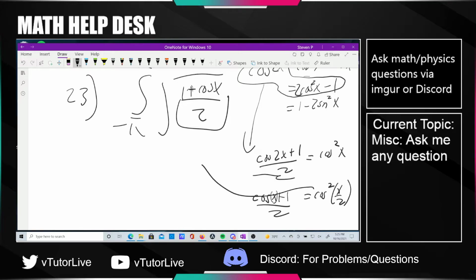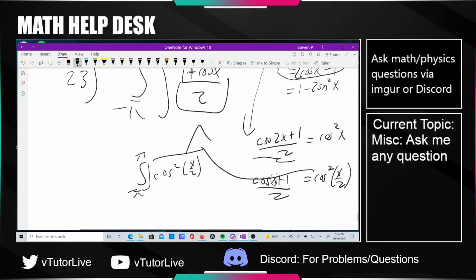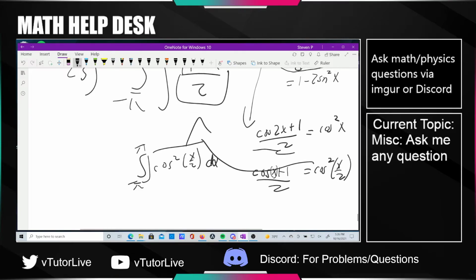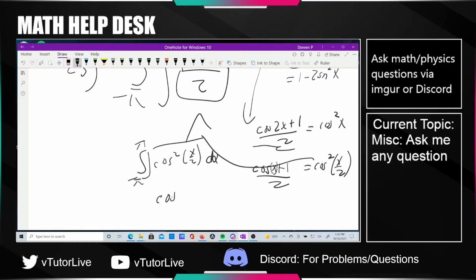So now we're just going to plug this bad boy in over there, and we're just going to reap all the profit. So this turns into the square root of cosine squared of x over 2. And hey, the square root of cosine squared is, believe it or not, just cosine, right? And then this just turns into the integral of cosine of x over 2 from negative pi to pi.